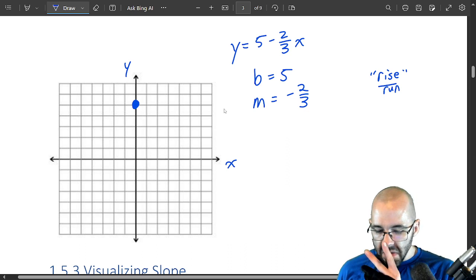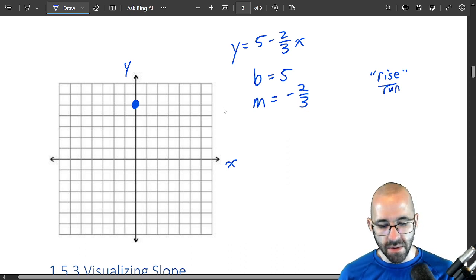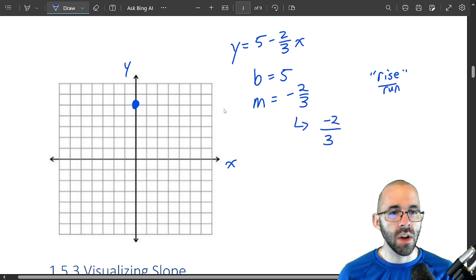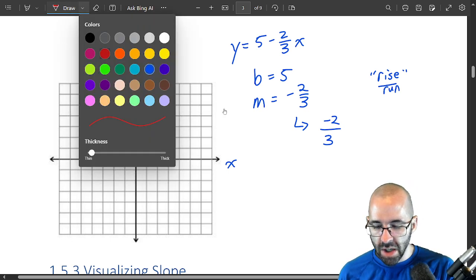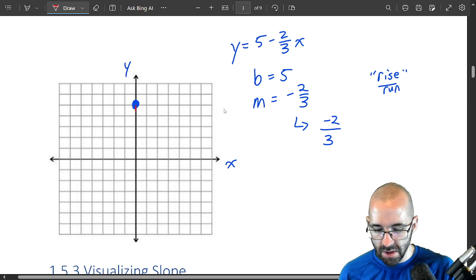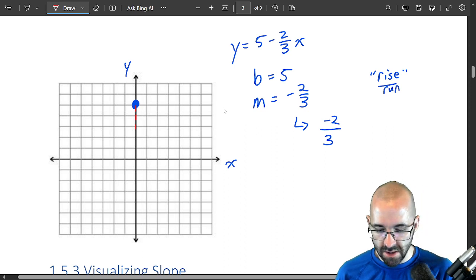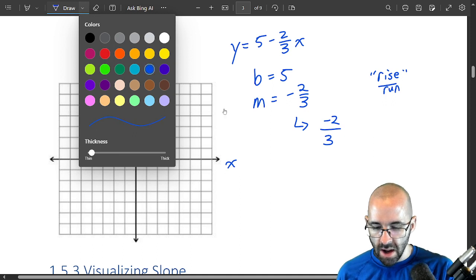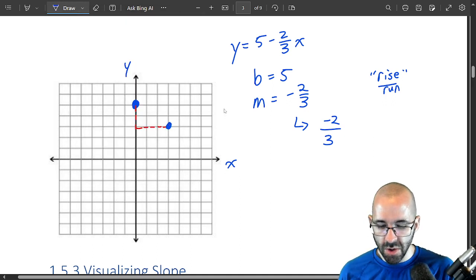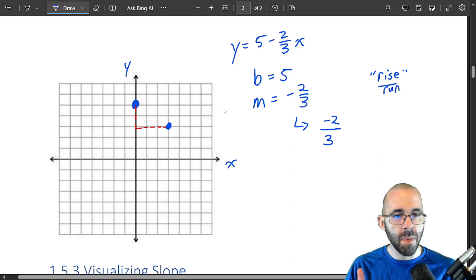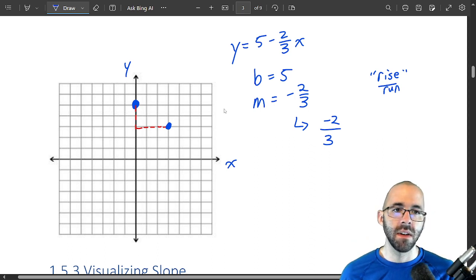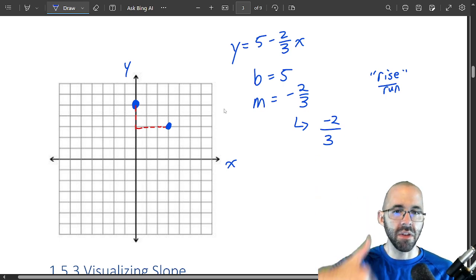So we start at 5, and then we have our slope, rise over run. Most people will think about this as negative 2 over 3. So the rise is negative 2, that means we go down 2. And then we run 3 to the right: 1, 2, 3. That gives us this. Down 2 and 3 right. Up is positive, right is positive, so we rise negative 2, which means we fall 2.